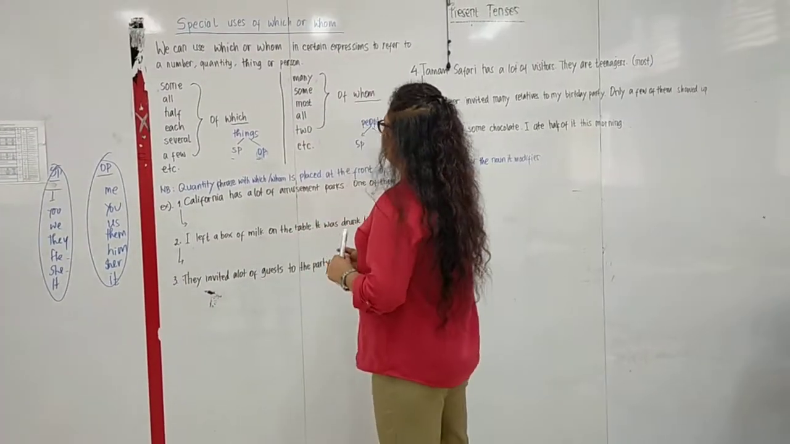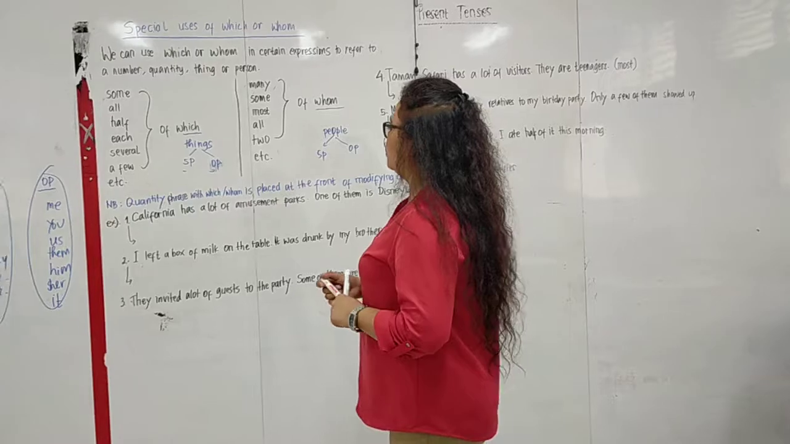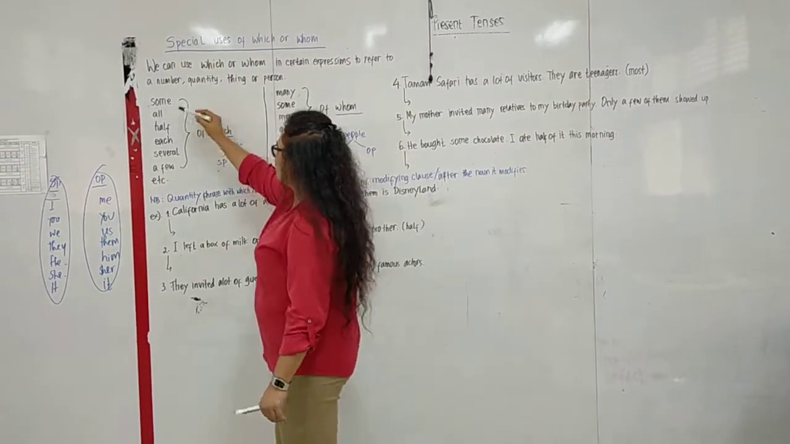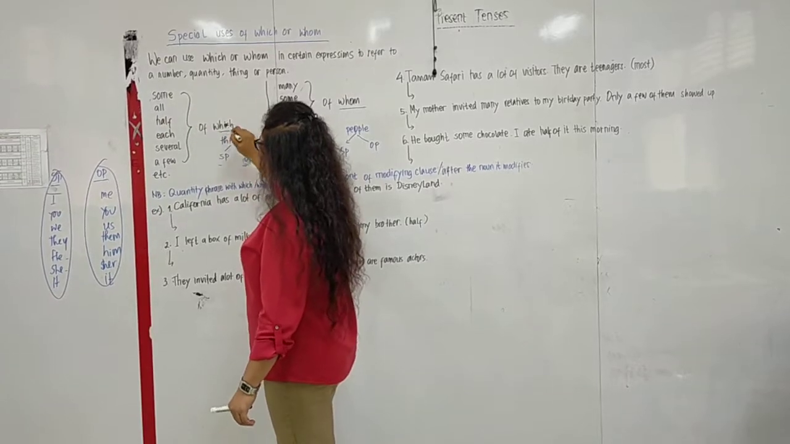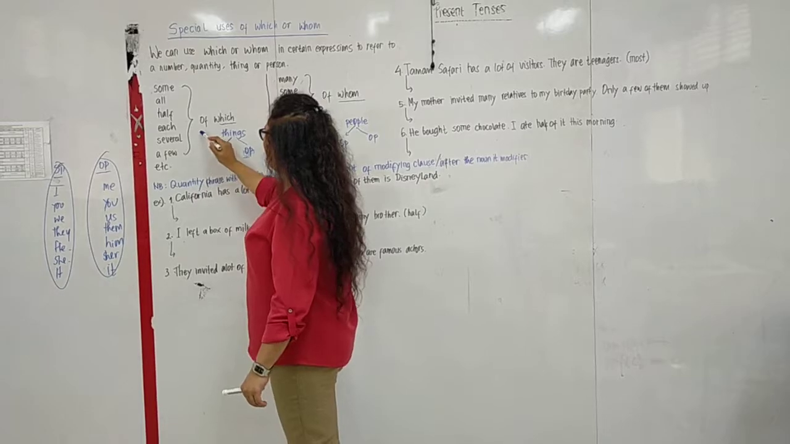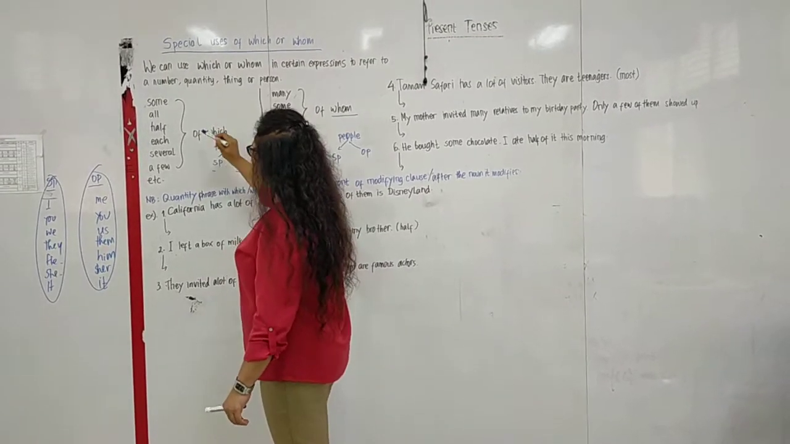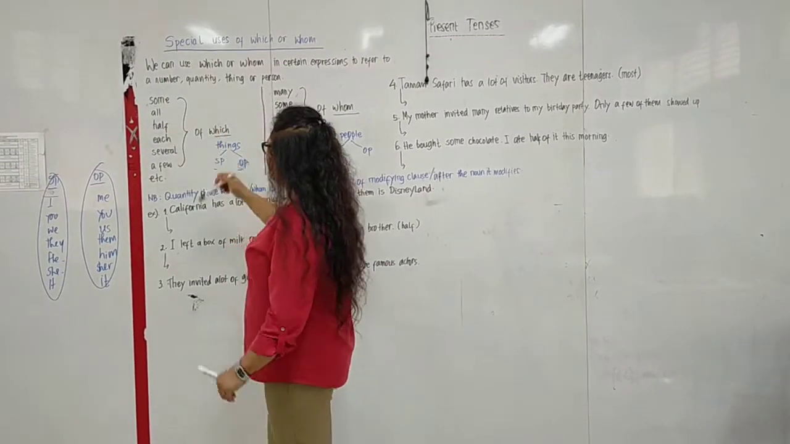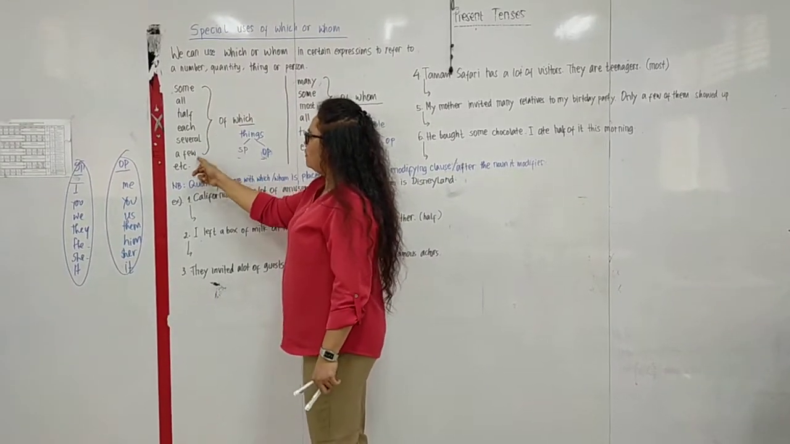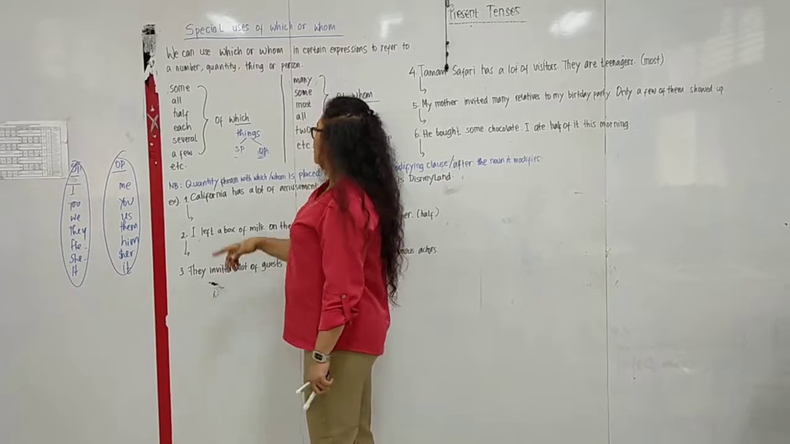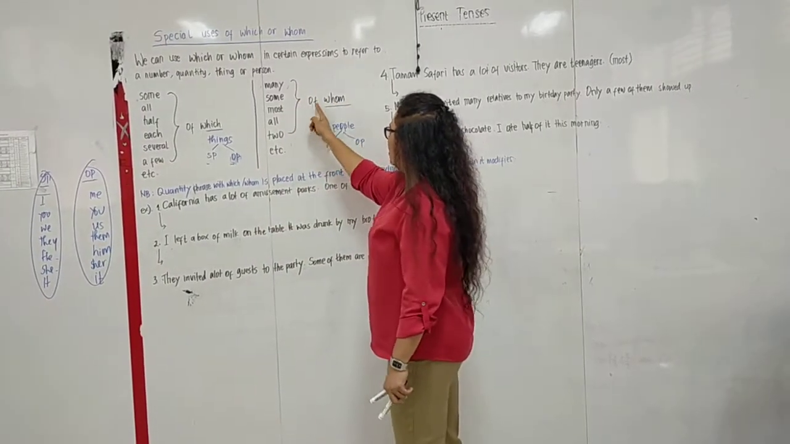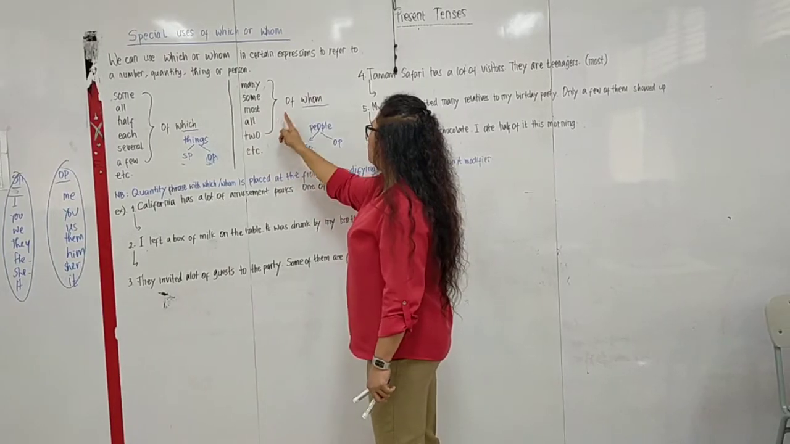Now let's continue to discuss the special uses of which or whom. Remember, which for things and whom for people. These are some quantifiers we use with which: some, all, half, each, several, few, and so on, followed by of and which. Some of which, all of which, half of which, each of which, several of which, a few of which, and so on. Now to whom: many of whom, some of whom, most of whom, all of whom, two of whom, and so on.